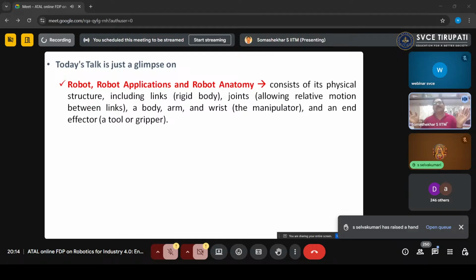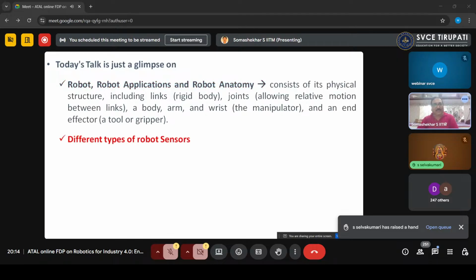Mechanical system means, in our case, the robot consists of so many things. The links are there, which I will call the rigid bodies. The various joints connect one link to another link. Based on the required motion, different joints provide the relative motion between the links. And the body is there, the complete body. And the arm, what you will call your human arm. And the wrist is there, where you have to attach the end effector, a tool or a gripper. This is the anatomy. I'll show you the anatomy neatly in a different slide.